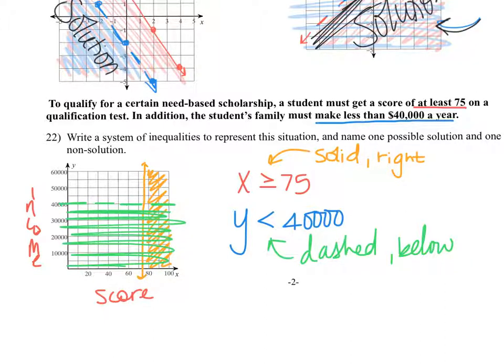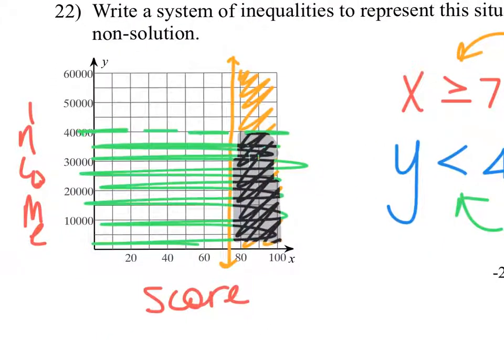And I'm looking for that double shaded region, which hopefully you realize is this bottom kind of overlapping corner down here on the right. All right, so that is my solution set. And if we name one solution, so I'll zoom in here just so you and I are looking at the same thing a little easier. One solution, anything in there really would work. So I'm going to say a 90 and 20,000. All right, that would be a solution because it's in this double shaded region.